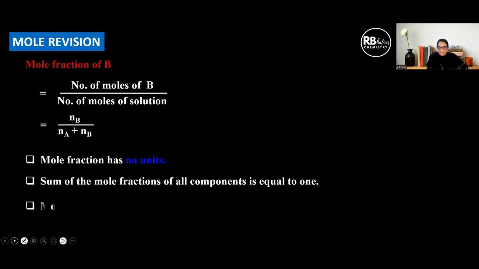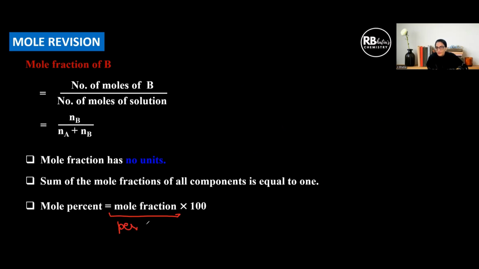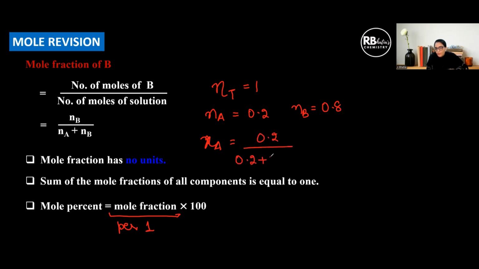Next is mole percent, which is equal to mole fraction into 100. Basically, mole fraction is per 1, per unit, if we consider the total to be 1. For example, if the total number of moles is 1 and the number of moles of A is 0.2, then the number of moles of B will be 0.8. Fine. So what will be the mole fraction of A? It will be 0.2 upon 0.2 plus 0.8. That is 0.2 upon 1, that is 0.2.